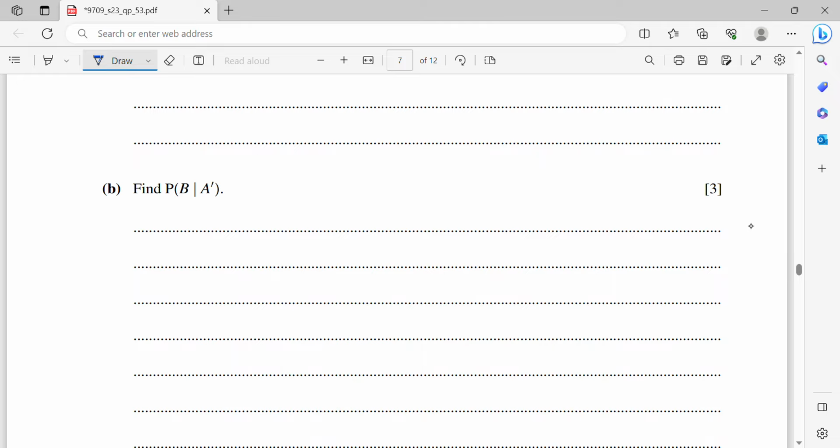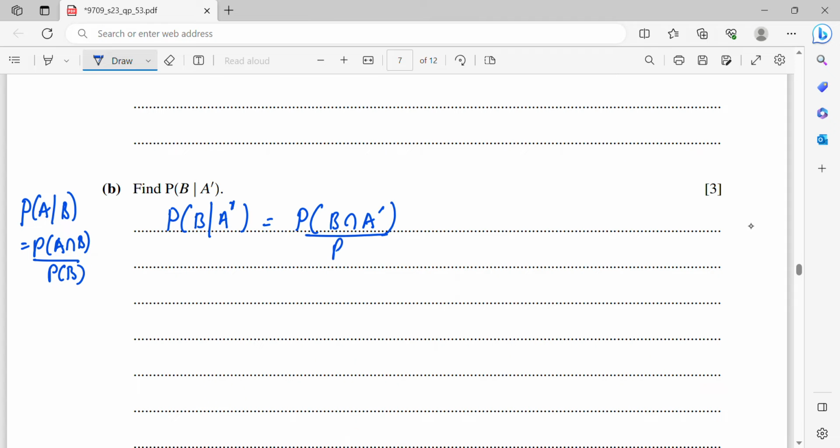Now part B, calculate the probability of B given A prime. So now I will write P(B | A'). So A prime means the complement of A. So now use the formula. Alright, our formula is this: P(A | B) is P(A intersect B) over P(B). So now I'm getting P(B intersect A') over P(A').